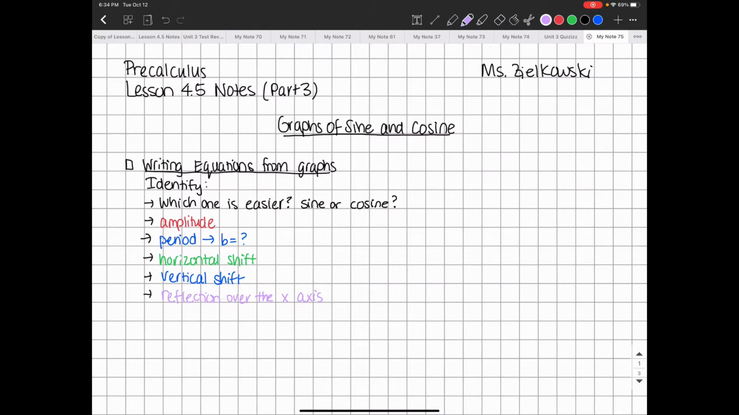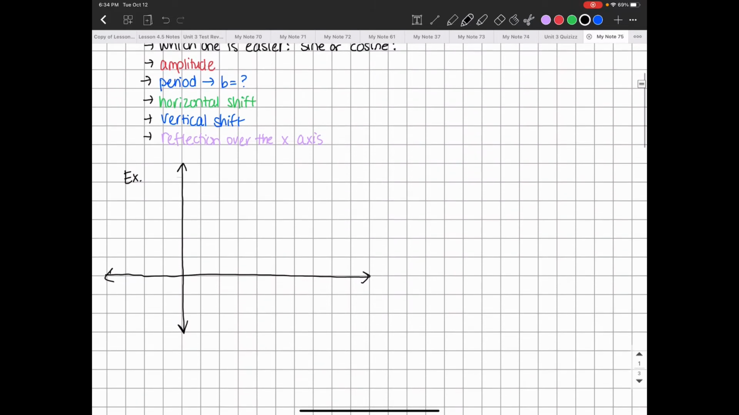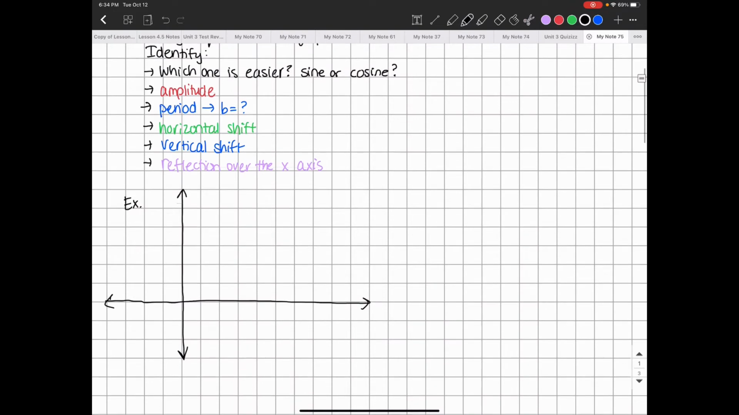Okay. And I'm going to draw a graph. We're going to do an example, so we're going to look at an example of a graph. And then we'll look for all of this information that we need to identify.